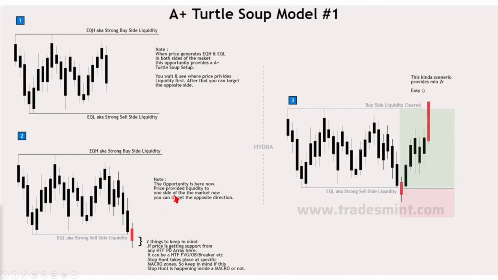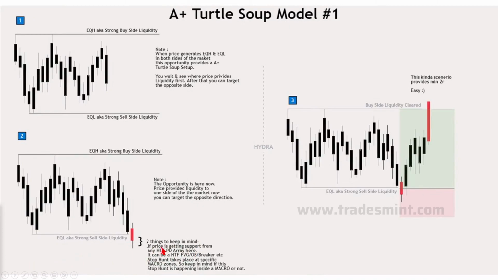Price provided liquidity to one side of the market. Now you can target the opposite direction from here. Once price clears out the relative equal low from here, you will be targeting the relative equal high here. But one very important thing to keep in mind is that you are not just executing here randomly. What do I mean by randomly? You will have to go to the higher time frame to look for that higher time frame PD area from where price can get support. Because remember, we will also have to manage our stop loss, and that's where we'll be putting our stop loss, below that higher time frame PD area.